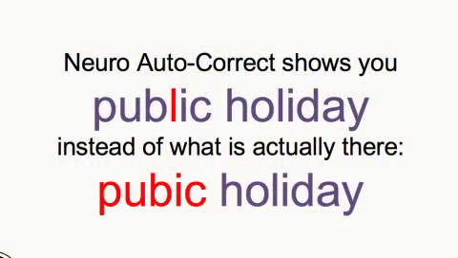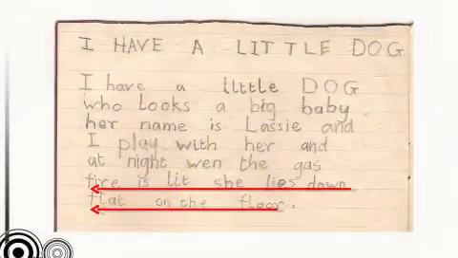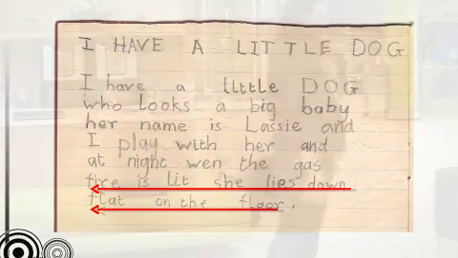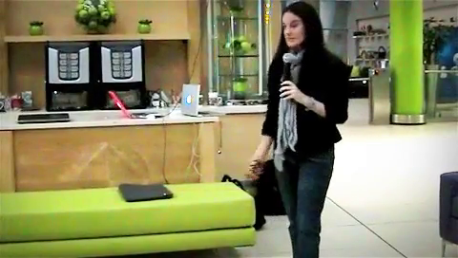What I want you guys to keep in mind is that your brain neuro-autocorrects. Your brain autocorrects mistakes and shows you what you want to see, not what's actually there, which means you will see public holiday instead of pubic holiday, which is what you actually read. How do you prevent neuro-autocorrect? You read backwards. Let's have a quick look at who's doing it right.